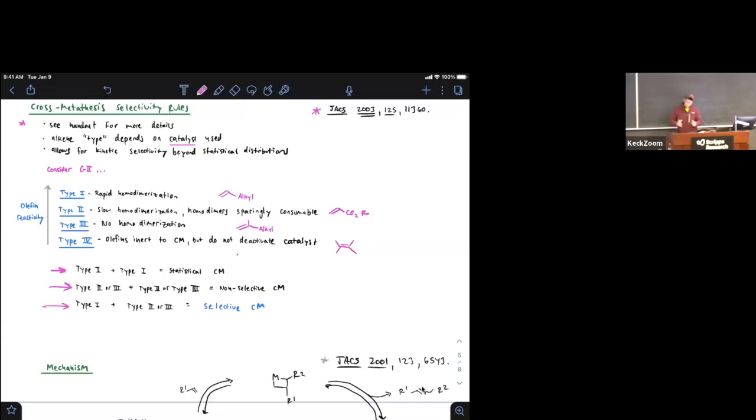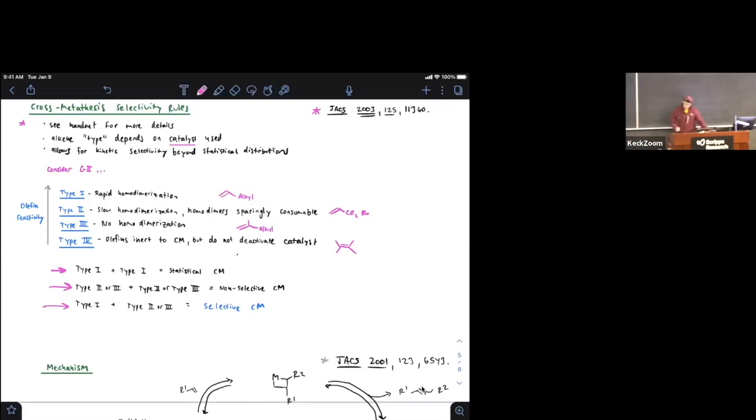The key concept in this paper is that it defines different types of alkenes based on their substitution pattern, based on their polarization. And it notes that the type is catalyst dependent. So a type 3 olefin with the molybdenum catalyst is not necessarily a type 3 olefin with a ruthenium catalyst. So that's an important thing to keep in mind.